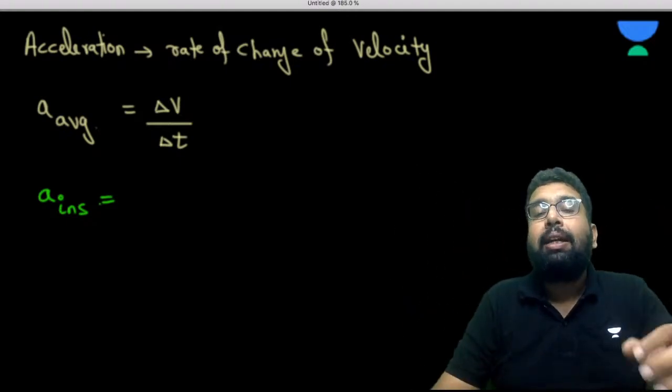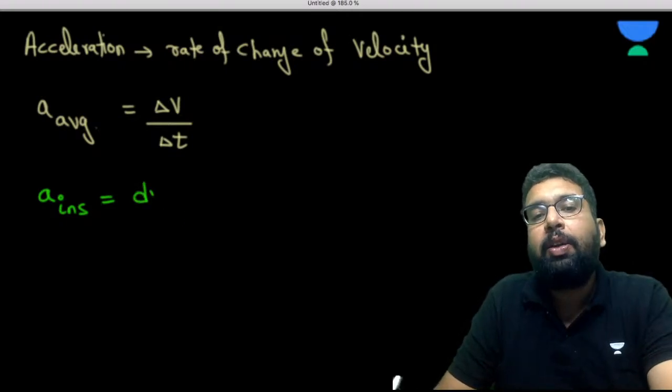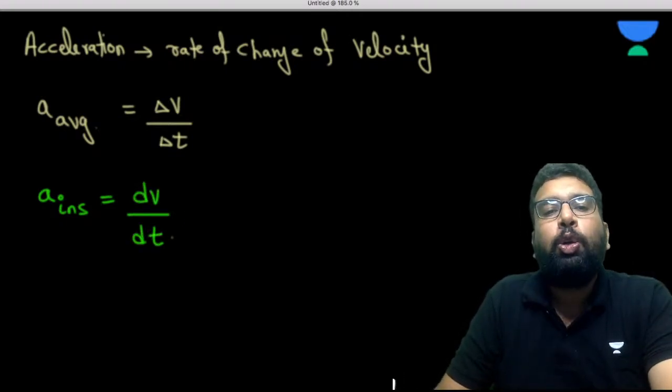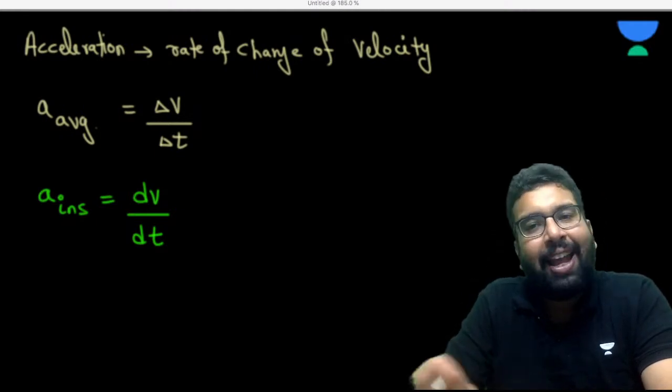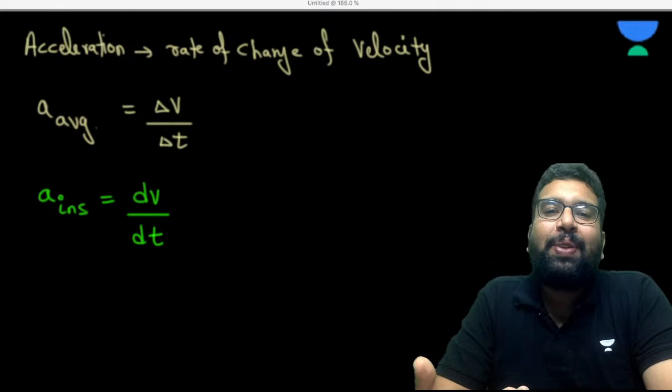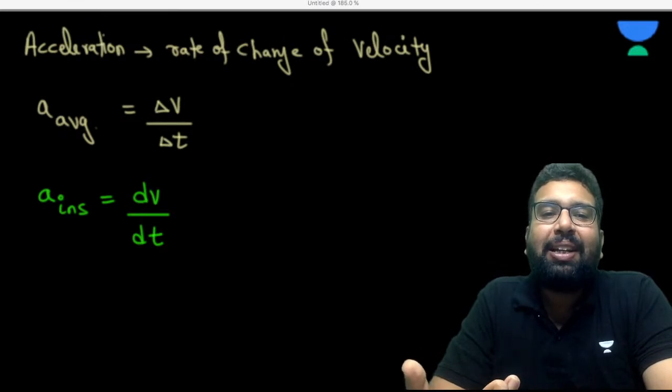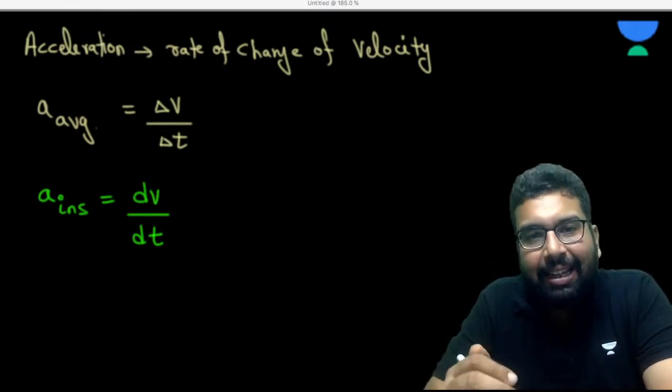Okay, so that is the instantaneous acceleration, and there you have to reduce your time to an infinitely small quantity, and it will become dv by dt. Now you know what to do. Very, very simple, sir. So a is dv by dt.